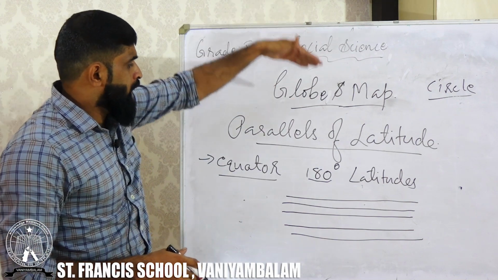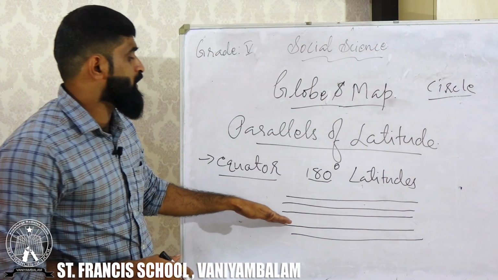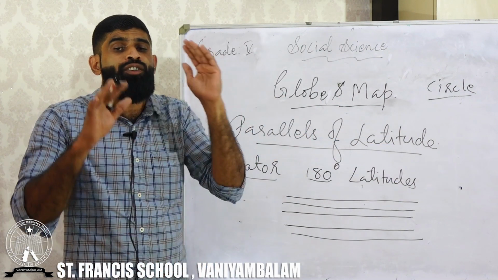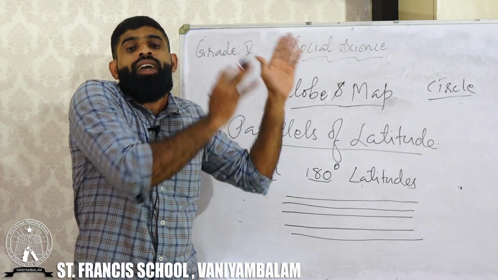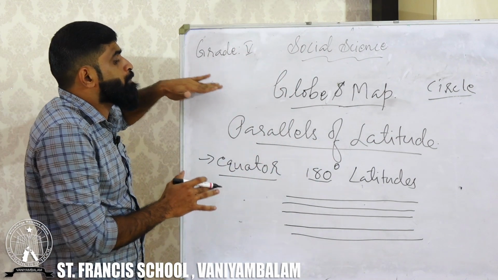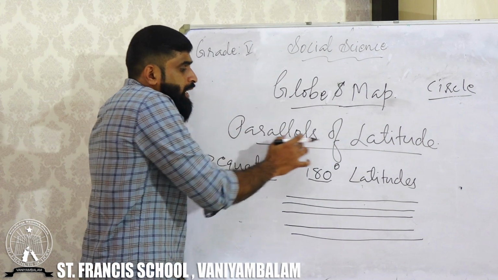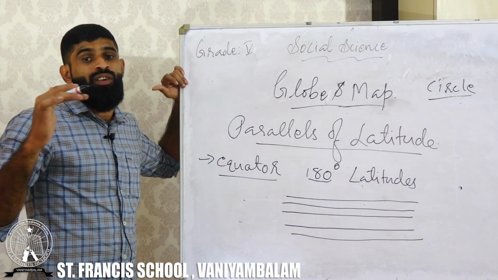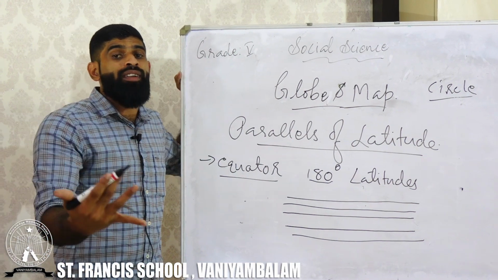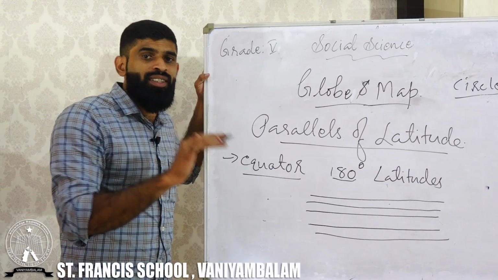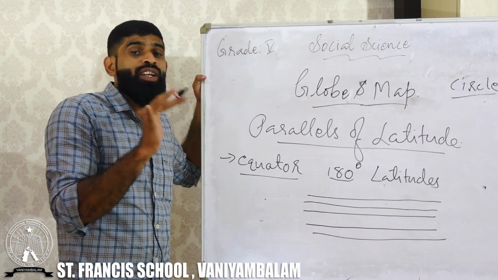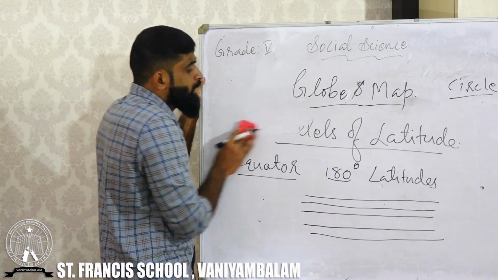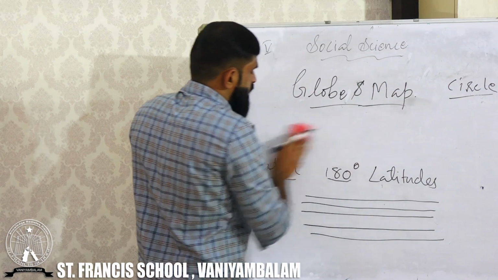Another topic is parallels of latitude. Parallels of latitude means we have 180 latitudes. These latitudes are drawn in the same direction, in the same manner. As a result, we call them parallel latitudes. So each latitude has another line parallel to it, equivalent lines to the other latitudes. Next we are going to learn another topic. Let me tell you what that topic is.